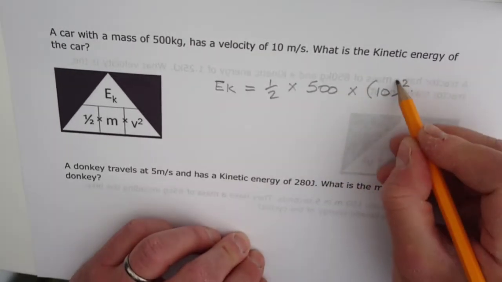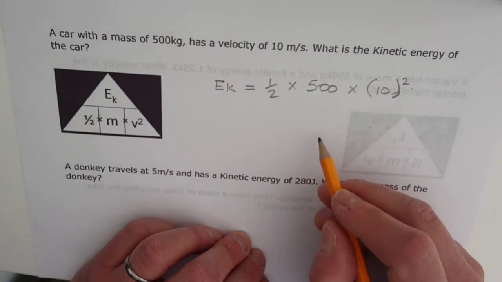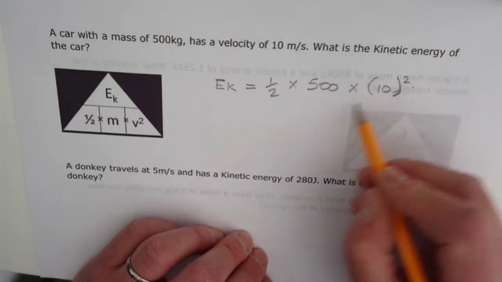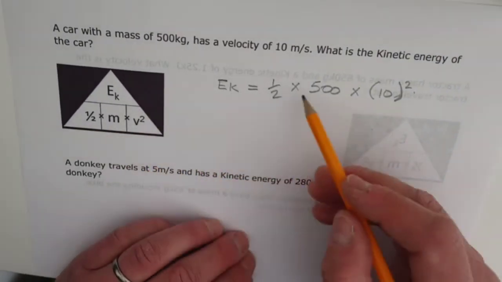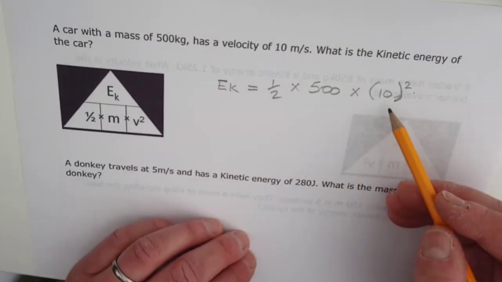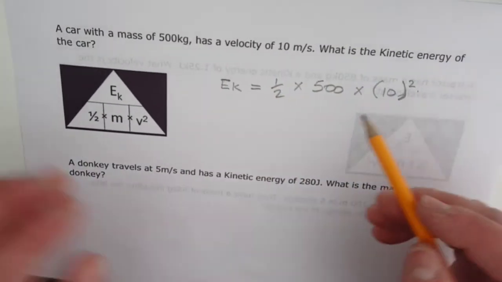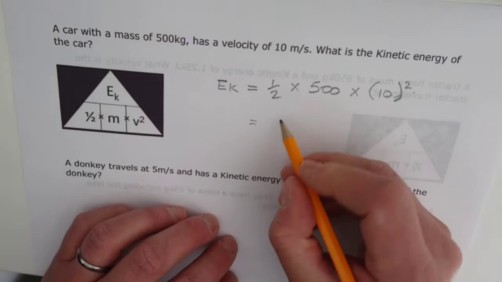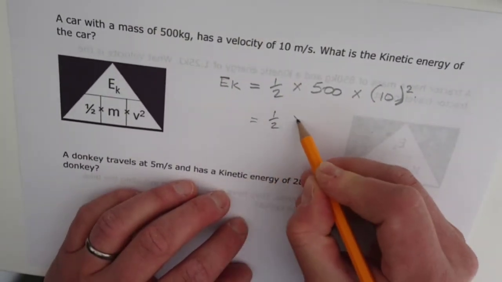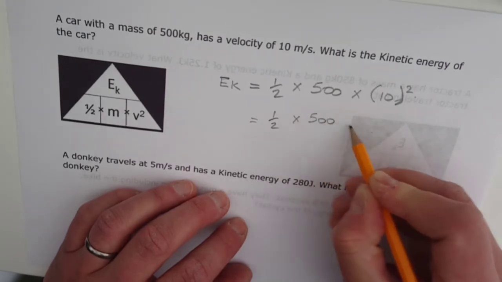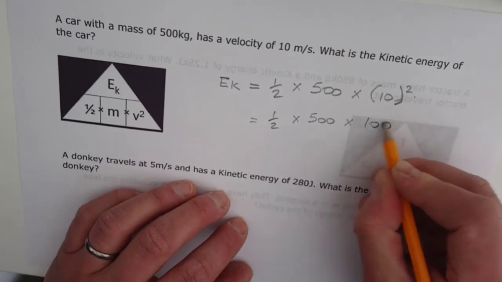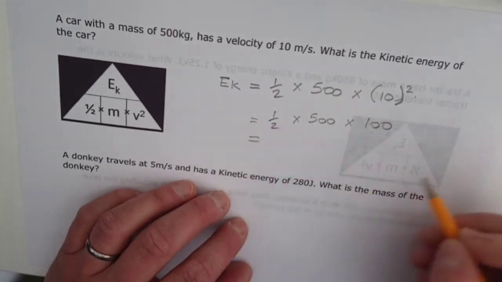Okay, and what I've done is I've put the velocity in brackets there, because what I want to do is deal with that on its own. If you happen just to go a half times 500 times 10 squared, you'll end up squaring the whole thing, and your numbers will be way off. It'll be wrong, basically, your calculation. So looking at half times 500, then half times 500 times 10 squared is 10 times 10, which is 100. Okay, there's a couple of ways you can work this out there.